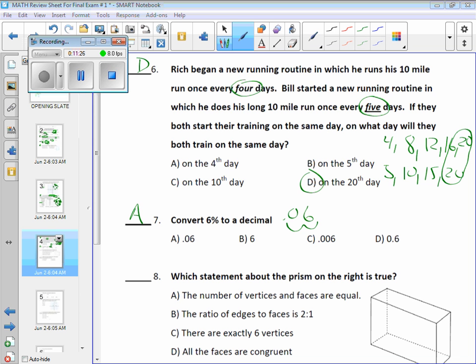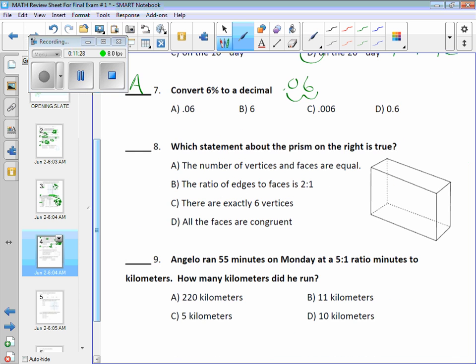Number 8's a great question. Since they're always asking about faces, vertices, and edges, let's get a count of that. I'll be honest with you, I probably should have spent more time on this in Module 5 on how to actually count faces, vertices, and edges when it's on paper like this. So the way I'm gonna teach it to you now. Faces.